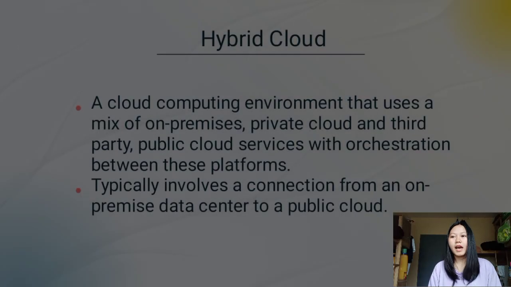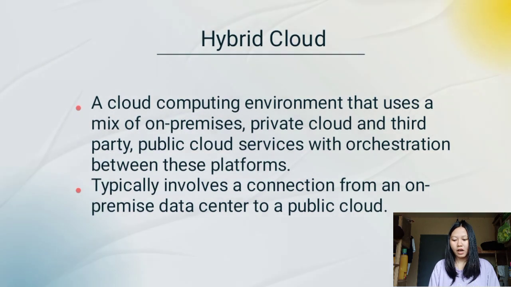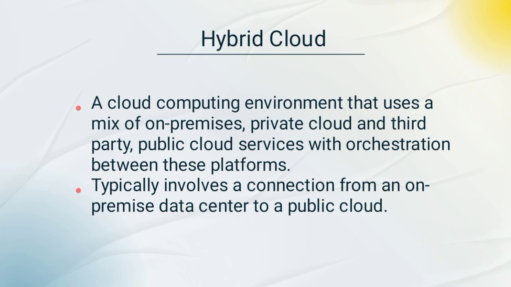The last way is hybrid cloud. Hybrid cloud is a combination of the public and private models. The two cloud types are linked over the internet and can share resources when needed. For example, if the private cloud reaches storage capacity or becomes corrupted, the public cloud can step in and save the day. It typically involves a connection from an on-premise data center to a public cloud.